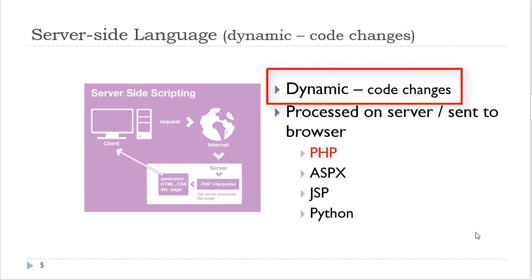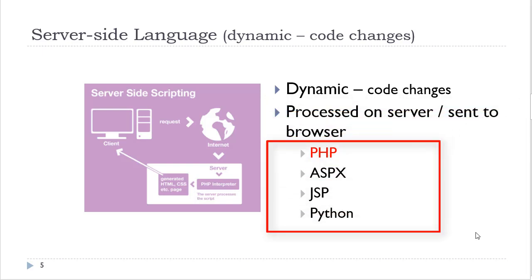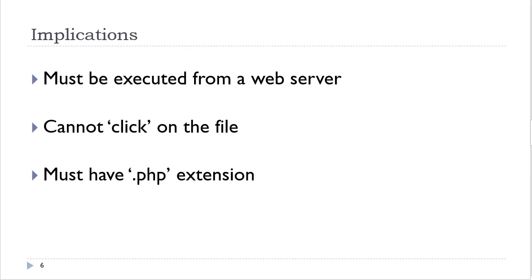So this is what we mean by a dynamic web page. The code that we send up is changed, and something different is sent back. It's processed on the server, converted into HTML, and sent back to the browser. PHP is a very common server-side language. You might also be familiar with active server pages, Java server pages, or Python, which are also server-side languages.